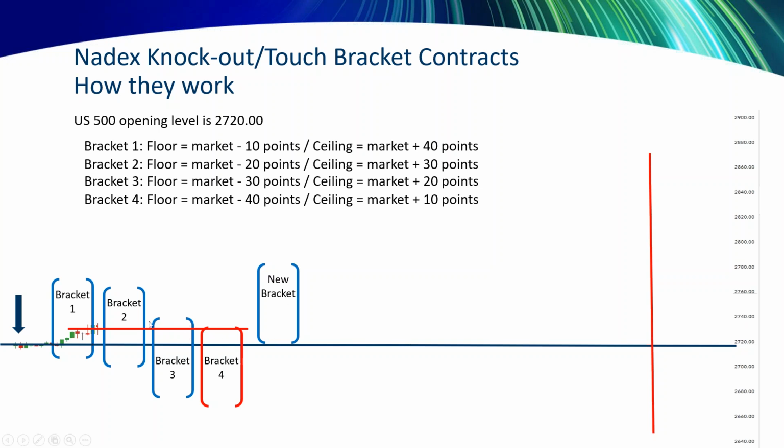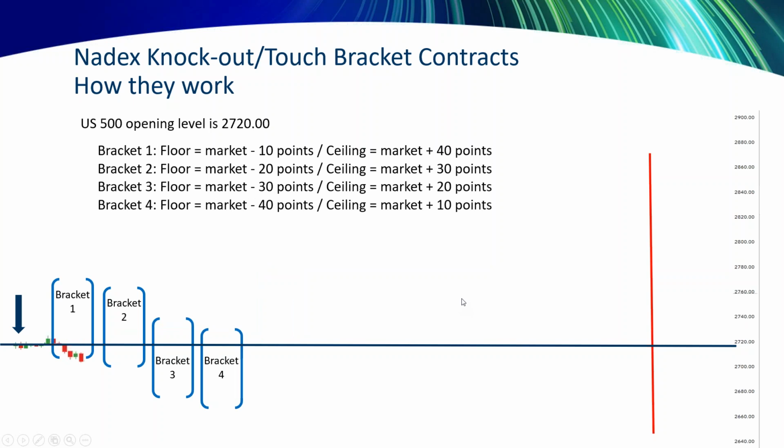So this one gets knocked out. If the market continues to move up, you'll see these brackets continue to build in a stair-step fashion up. If it starts moving down, it'll go down in a stair-step fashion. So this new bracket was created. Whoever was long bracket number 4 would realize their maximum profit. Whoever was short would realize their maximum loss in that scenario.